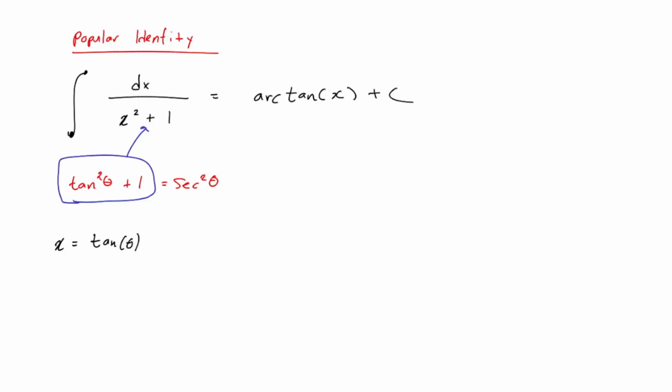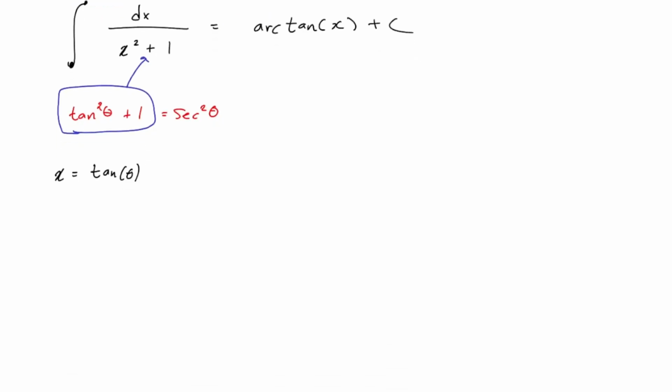Right. Now, we also have a dx. So if we were going to do a substitution, we would basically get that our dx is going to be equal to the derivative of tan theta, which is sec squared theta d theta.